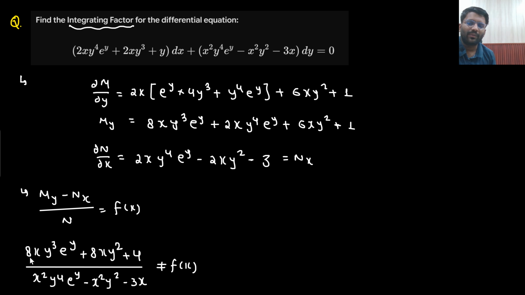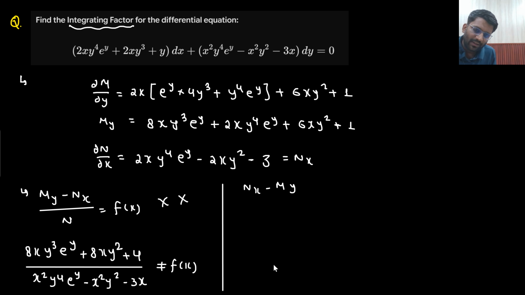8xy cube e to the power y plus 8xy square plus 4 divided with n. So are you getting anything common or anything is being cancelled out? Nothing is being cancelled out. It is not coming out to be a function of x. So if it is not working, then what I will say? That this method will not work. What I will do? I will do the opposite.